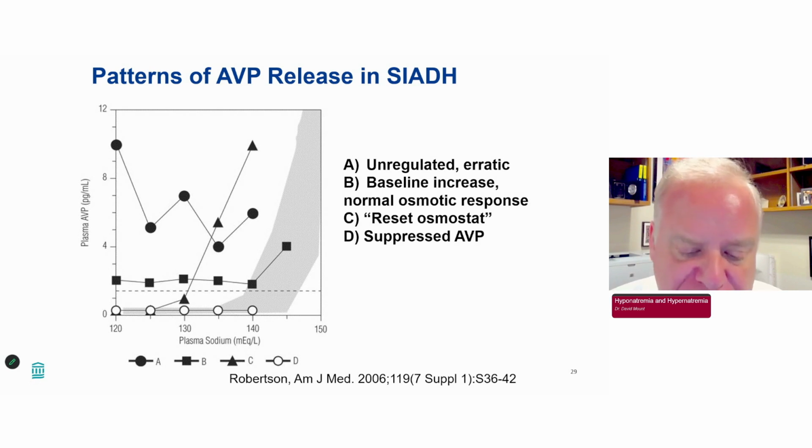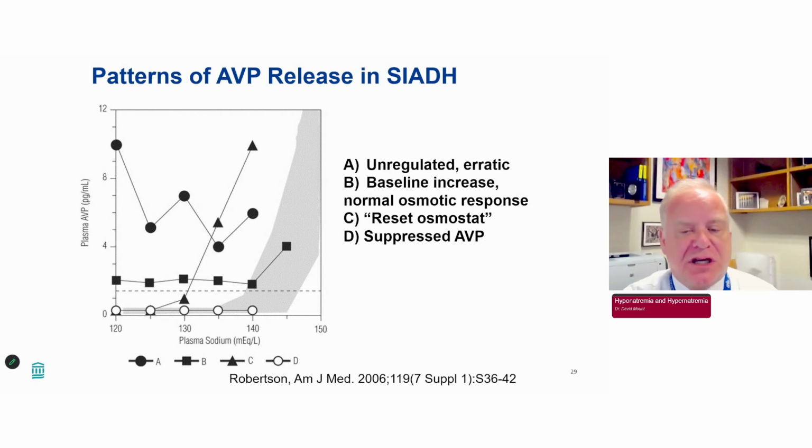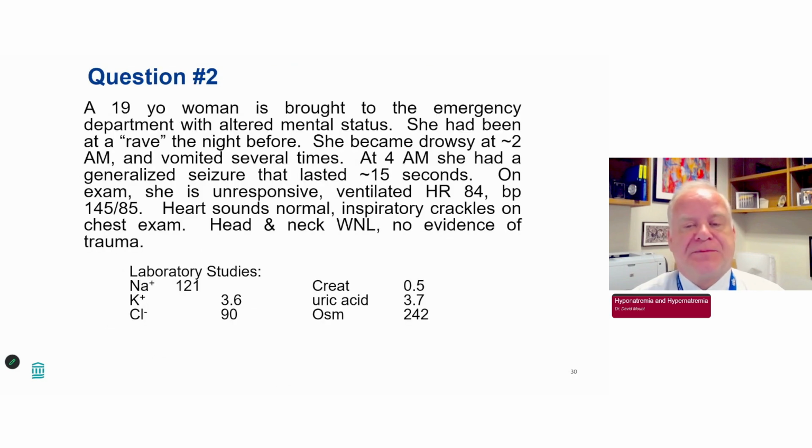Many years ago, Robertson looked at these different patterns of SIADH. The first pattern was all over the place, this unregulated, erratic vasopressin release that had no relationship to osmolality. There is a baseline increase with a normal osmotic response. And then type C is the reset osmostat. And then there's a subset of patients with suppressed AVP. That may show up on your board exam because one of the causes of that is what's called the nephrogenic SIADH, where there's a single point mutation in the V2 receptor that activates the AVP receptor and can cause hyponatremia even in unexpectedly older patients.